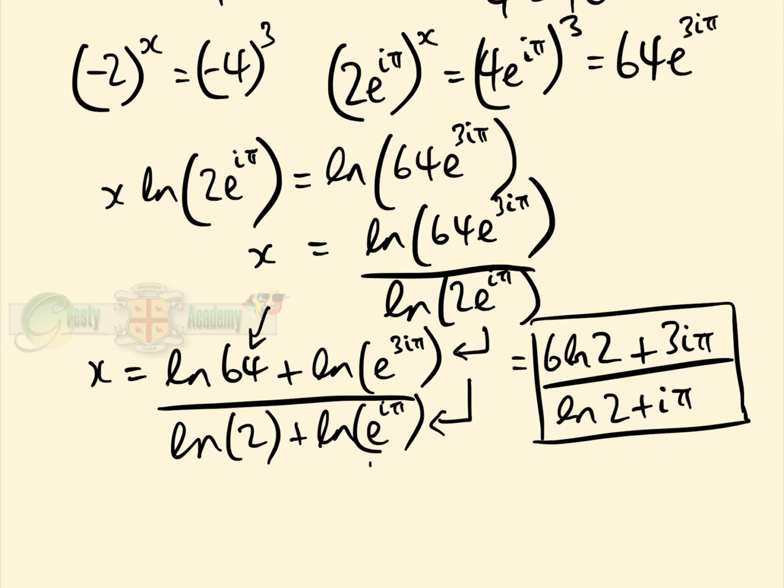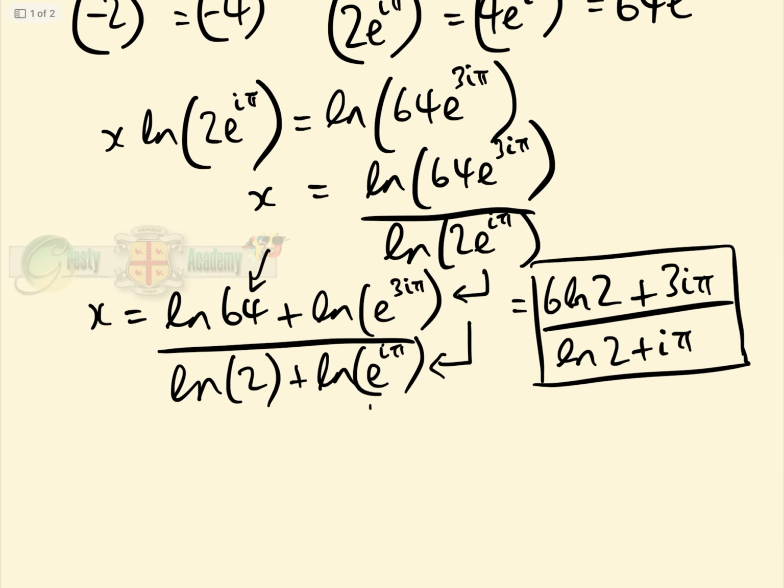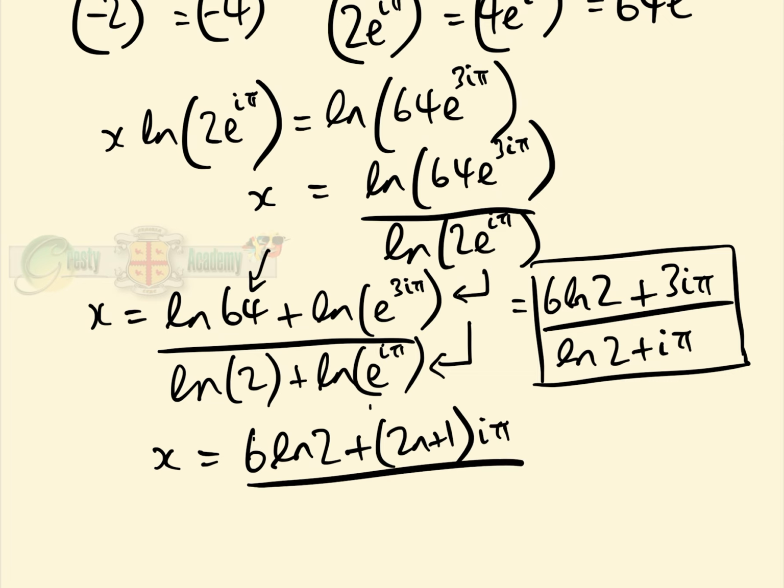In actual fact, that's not the only solution. There are an infinite number of solutions. Just going back to our Argand diagram, clearly minus 1 is equal to e to the i pi, but it's also equal to e to the 3i pi, and it's also equal to e to the 5i pi. So in actual fact, the general solution to our exponential equation here is x equals 6 log 2 add (2n plus 1) i pi over log 2 add i pi, and that basically gives us all of the solutions.